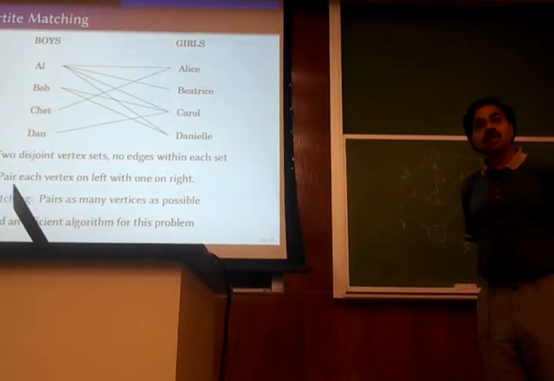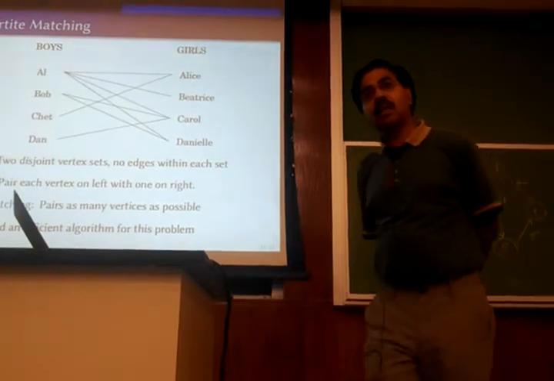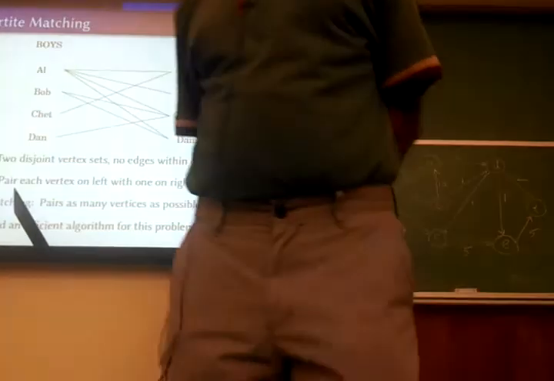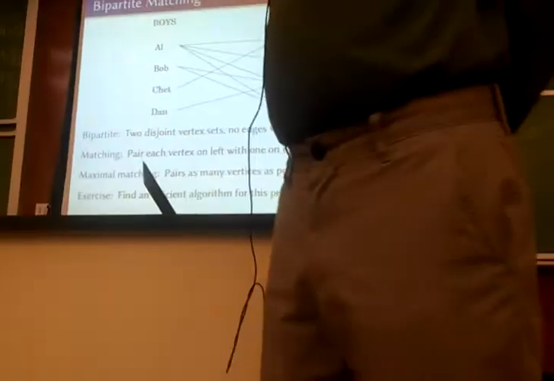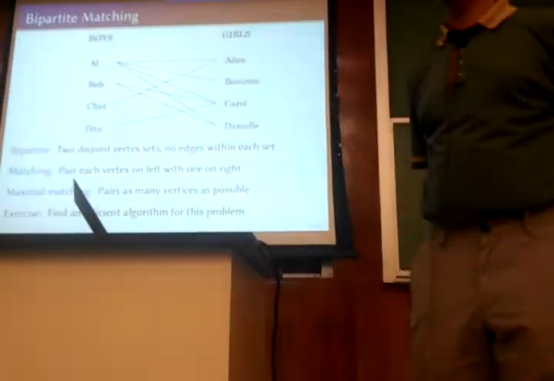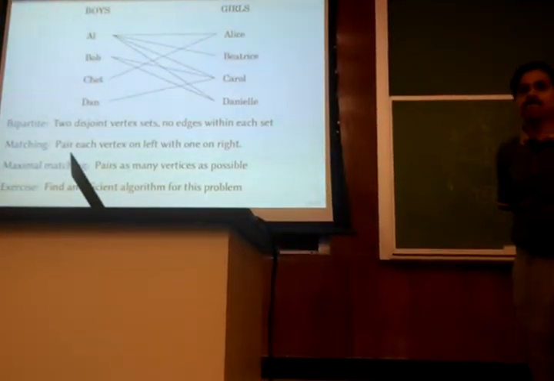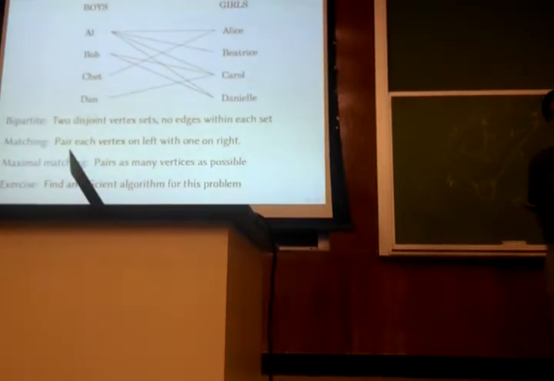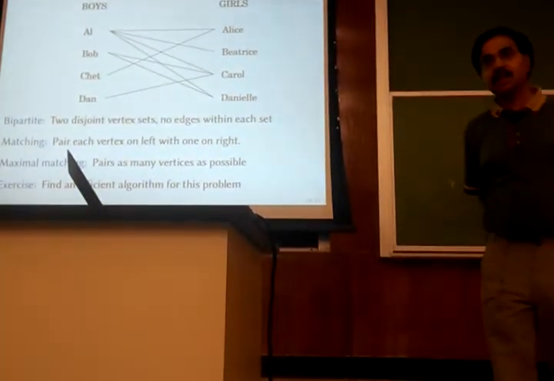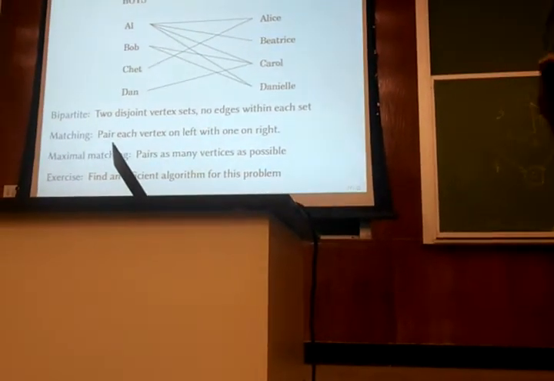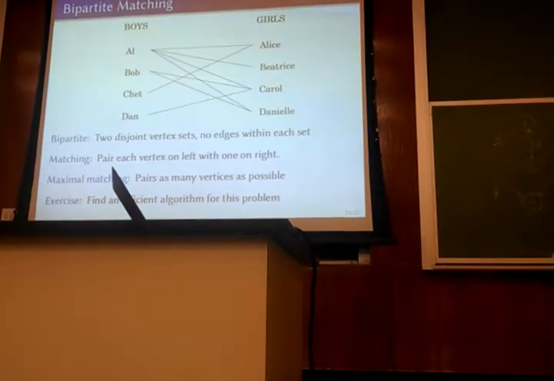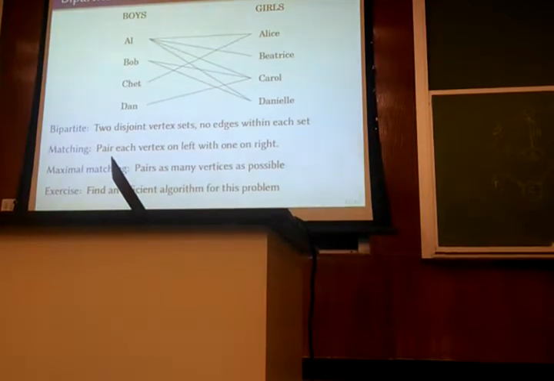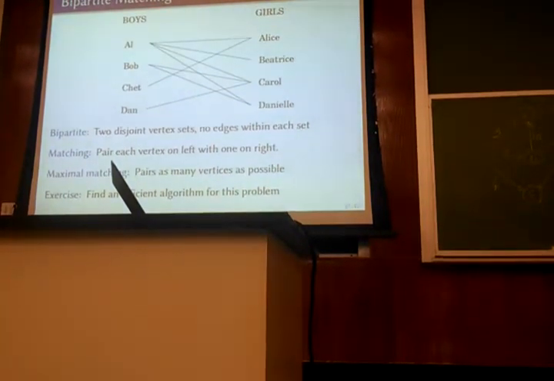Okay, so what should be the capacity on the edges going from S to each of the boys? 1. Or you said initially it could be anything. So should it be 1 or could it be anything? No, it should be 1. And someone else, can you tell me why it should be 1 and not say 2?